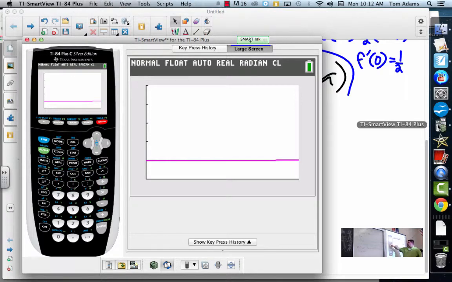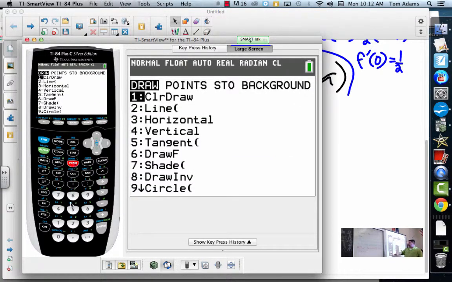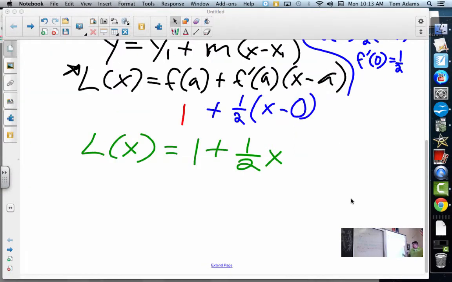So what I'm going to do is, let's do it again. If I hit second program, which gives me the draw, and I find the tangent line when x equals 0, give it a second. When x equals 0, the calculator will find it for us. Hey, look, they write it a little different, but it's 0.5 times x plus 1. Same thing, right?